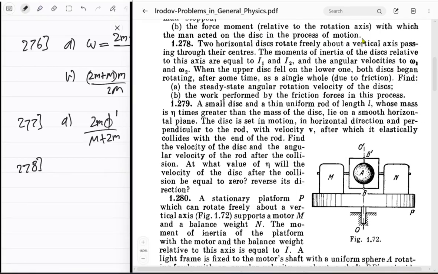Sorry. Two horizontal discs rotate freely about a vertical axis passing through the centers. Moment of inertia given, angular velocity is given. Upper disc fell on the lower one. Both discs began rotating after some time as a single whole due to the friction. Find the steady state angular velocity of the discs. So just consider conservation of angular momentum, because what else can you do? And the work performed by the friction forces in the process, right?